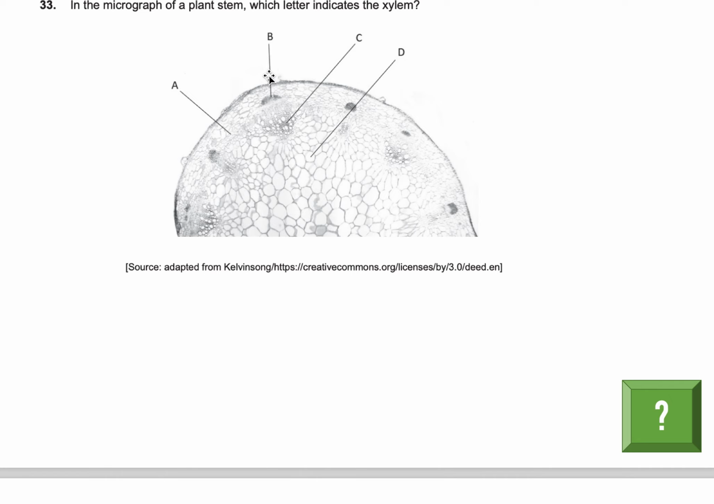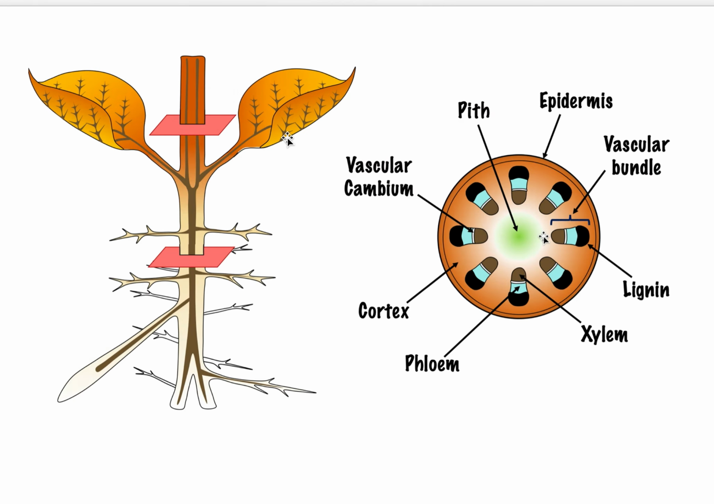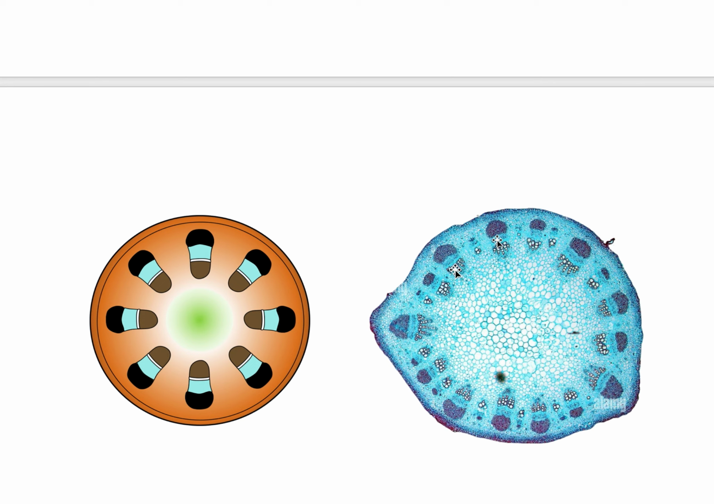Now they're labeling stuff and saying which is the xylem. So we know the xylem is the most inner one. Once you've located the vascular bundle, it'll be the most inner part. So it's going to be C, okay? Another thing that gives it away is the xylem has very big pipes. So notice, if we look at this vascular bundle here, the xylem here is very big. The pipes are really big and round.